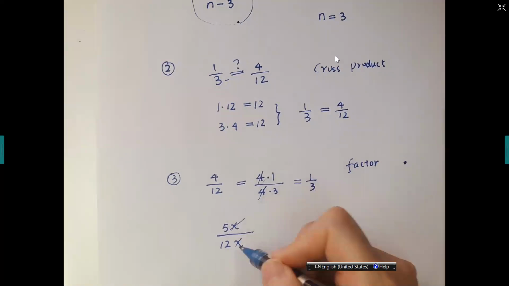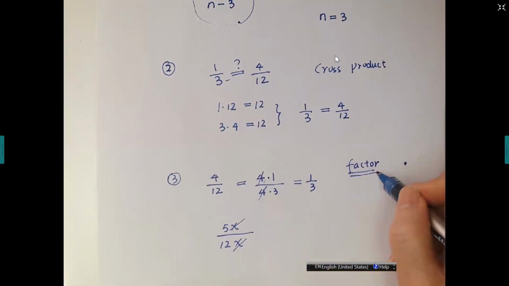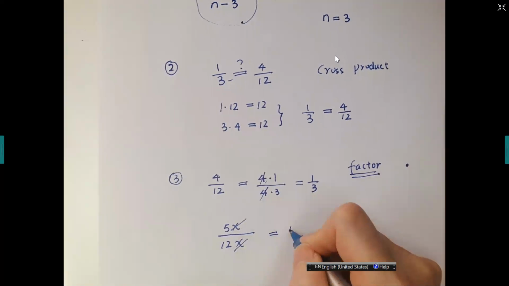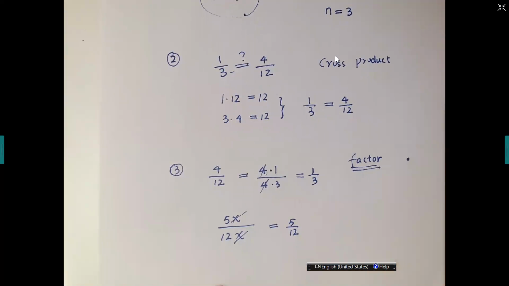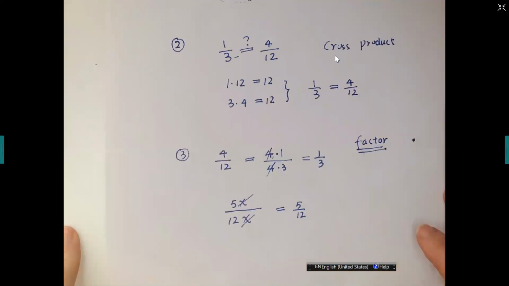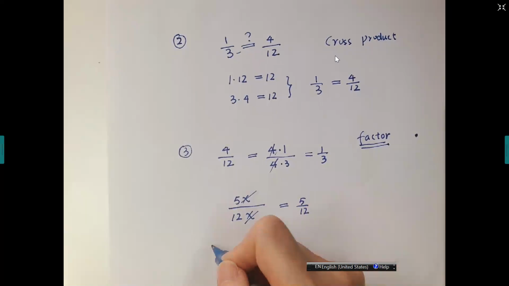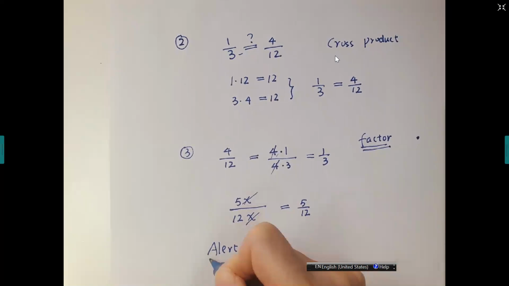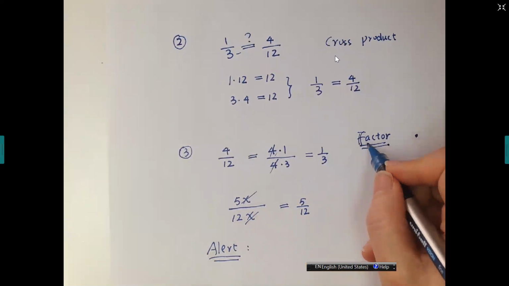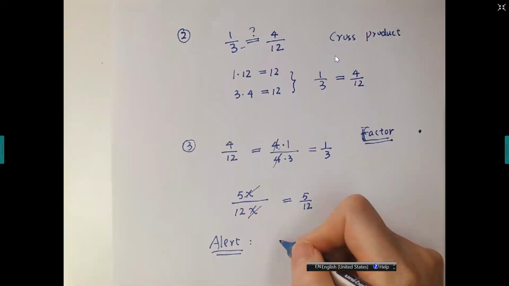So this x and this x, those two are identical. They're both factors. Therefore, those two factors can cancel each other. I will have 5 over 12 left. Okay, and 5, 12, there is nothing in common. Then those two numbers stay like this. But alert, a very, very common mistake, that's why I had to write down the word factor here. Another typical problem, very common mistake.